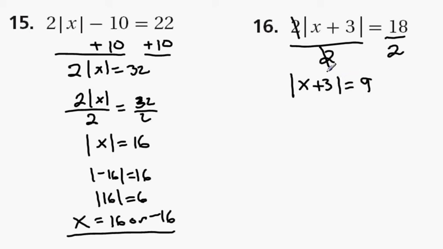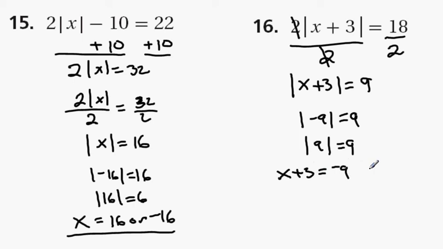So what do you know? If I were to cover this up, we know that the absolute value of negative 9 equals 9, and we know the absolute value of 9 equals 9. Therefore, x plus 3 equals negative 9, or x plus 3 equals 9.